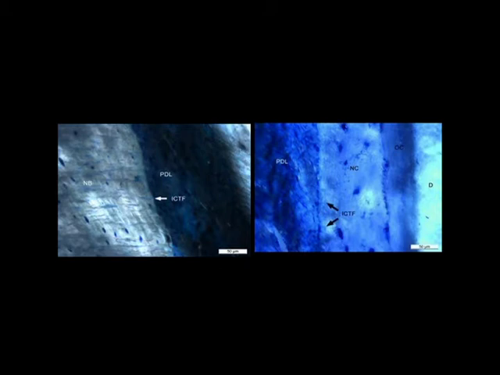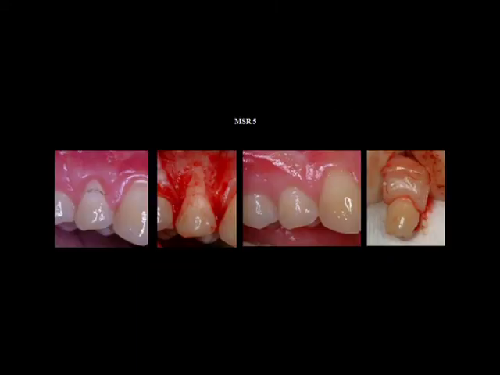You know, I go to a lot of these meetings where people are showing histology, and you have to kind of squint and say, well, I think I can tell regeneration has happened here. There is absolutely no doubt this is true periodontal regeneration like you've not seen anywhere else.